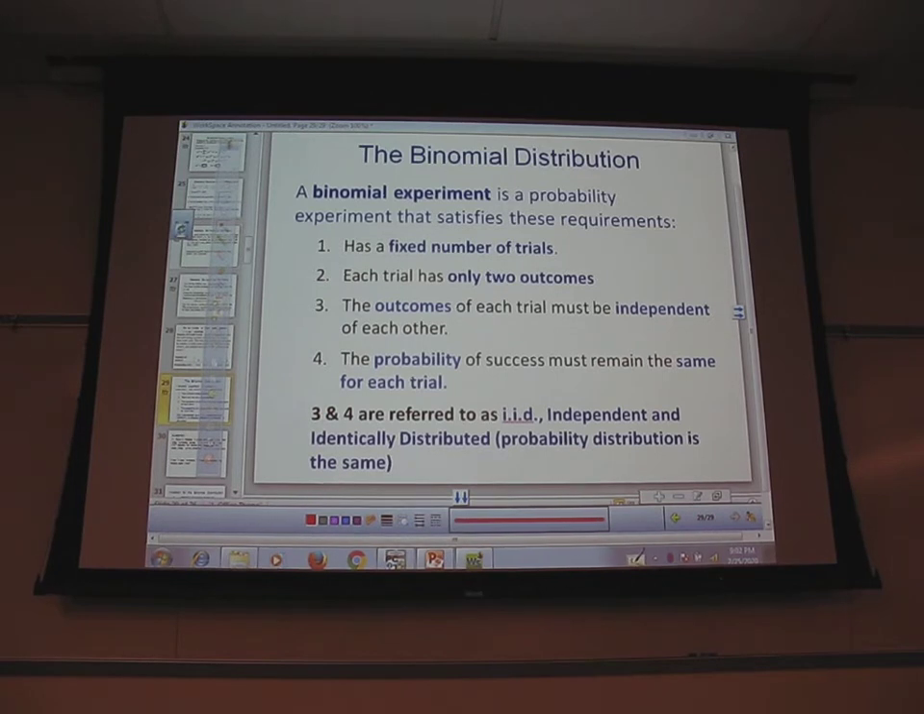The thing about it is it has a fixed number of trials. So in other words, you know how many times you're going to flip a coin. I'm going to flip a coin 5 times. That would be one possibility.